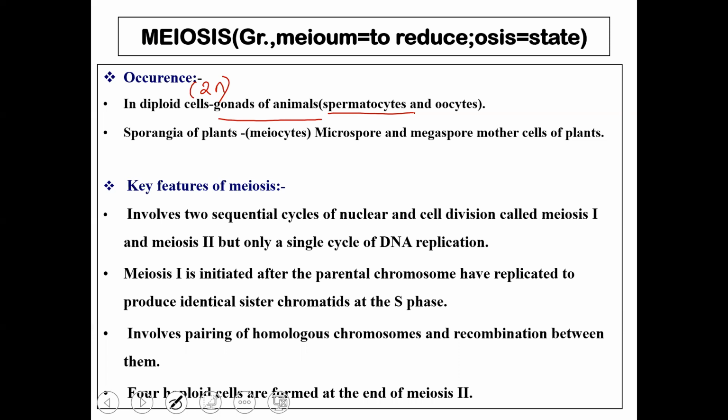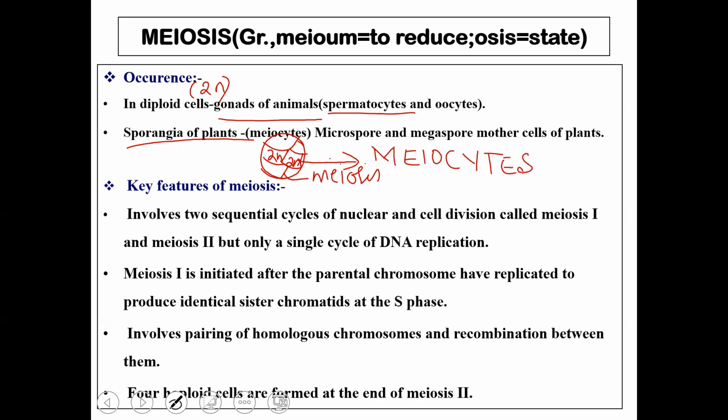In the case of plants, they are present in specialized structures called sporangia. Sporangia are sac-like structures made up of many cells, and each of these cells is diploid in nature. The cells which undergo the meiotic division, or meiosis, are called meiocytes. The two meiocytes include the microspore mother cell and the megaspore mother cell of the plants. In short, we call it MMC.